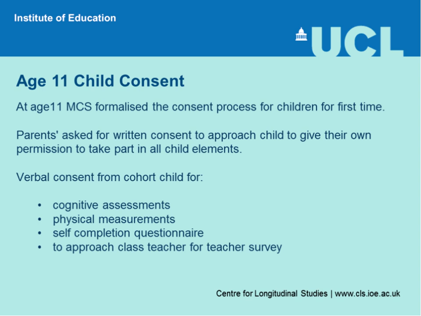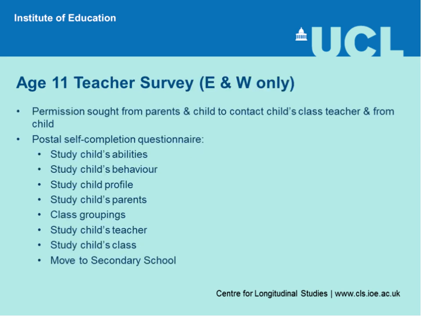So at age 11, we formalised the consent process for children for the first time, and parents were asked for their own written consent, but to approach the child, who was asked to give their own verbal permission to take part in all of the child elements. The verbal consent that we got from the cohort members themselves was to take part in their cognitive assessments, the physical measurements, to complete their own questionnaire, and also we got permission from the cohort child themselves to approach their class teacher for the teacher survey.